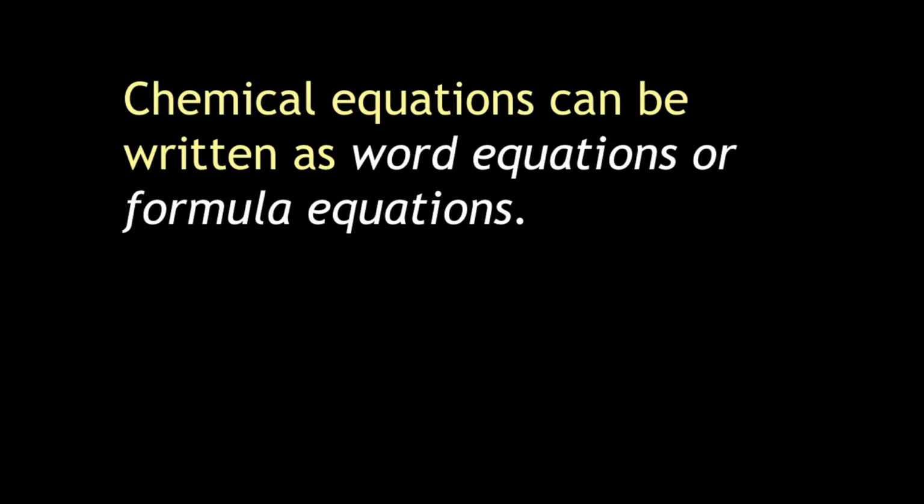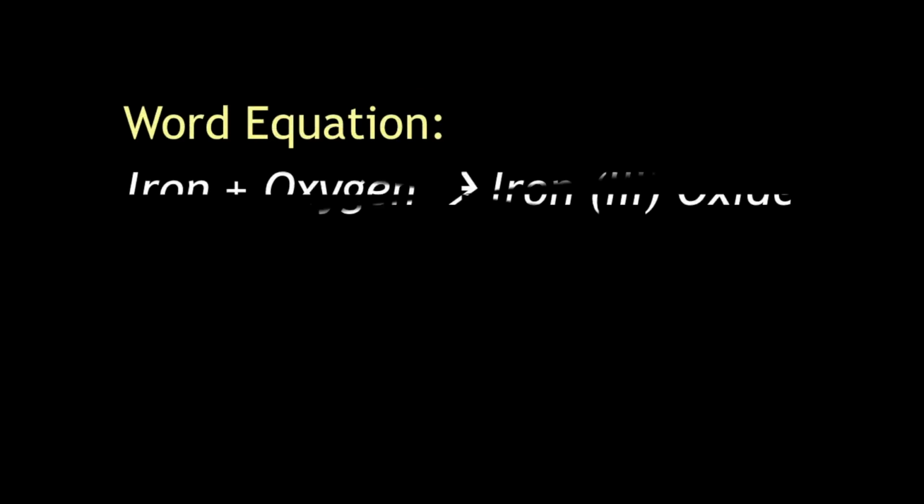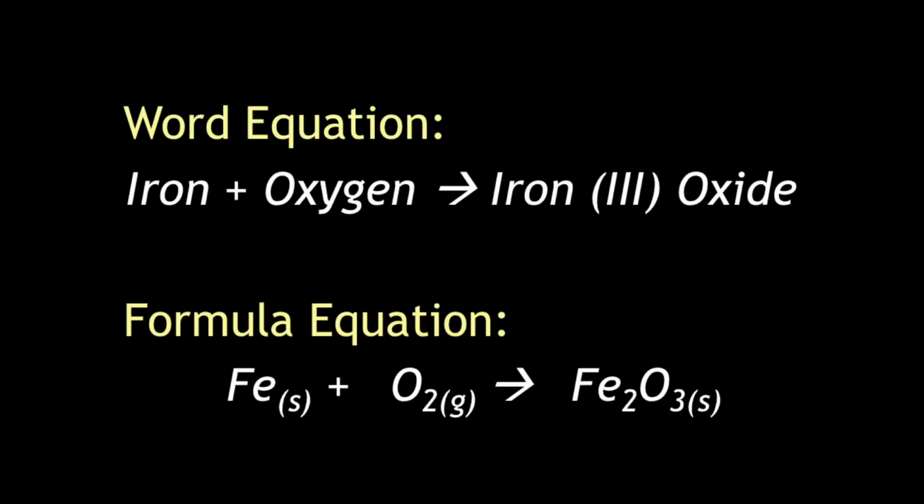So chemical equations can be written as word equations or formula equations. And the formula equation can be balanced or unbalanced. In this next slide, I want to show you guys what each of them means. So, for example, the word equation here would be us just telling you what the element is. For example, if we mix iron and oxygen together, it will yield iron 3 oxide.